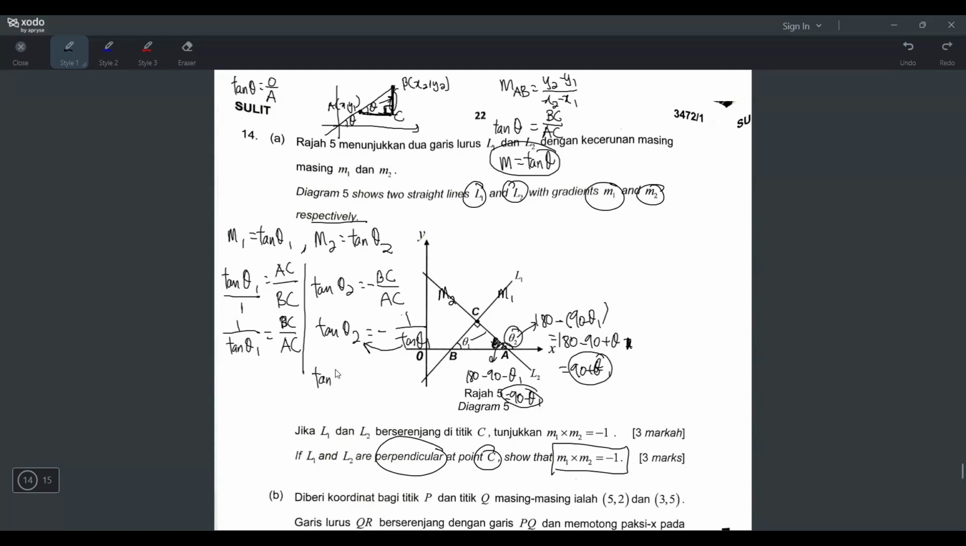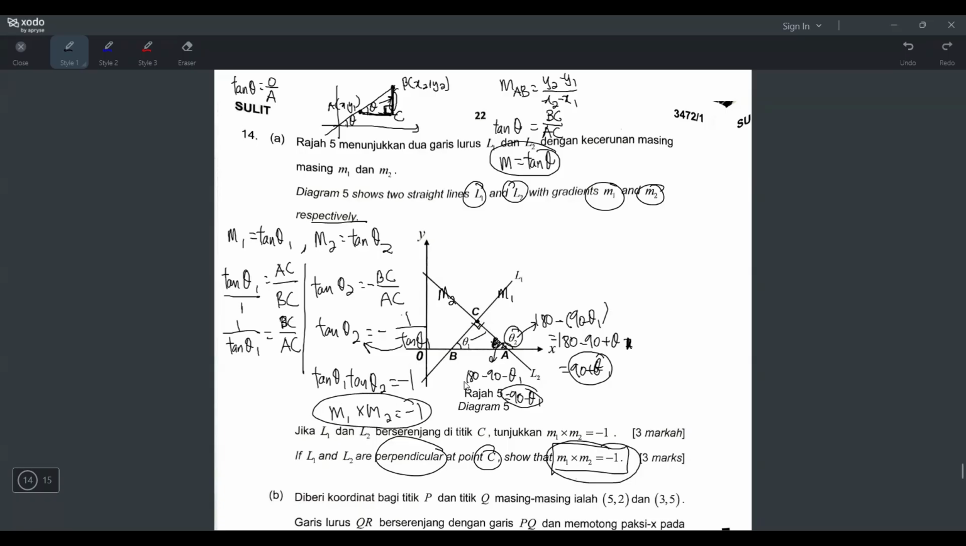So it becomes tangent theta 1 times tangent theta 2 equals negative 1. And don't forget, tangent theta 1 is the M1. So that means M1 times M2 equals negative 1. And this is how you show the formula M1 times M2 equals negative 1, by using tangent, right? But this will only work when it's 90 degrees here.